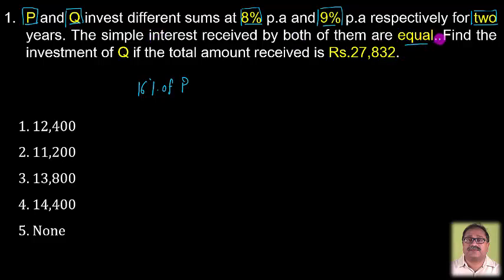It is said that both of them got the equal interest. The simple interest received by both of them is equal. That means 16% of P is equal to 9 into 2 is 18, 18% of Q. So from here I get P by Q. What is P by Q? 18 by 16. The percentage gets cancelled, and then 9 by 8. So if P principal is 9 parts, Q principal is 8 parts.